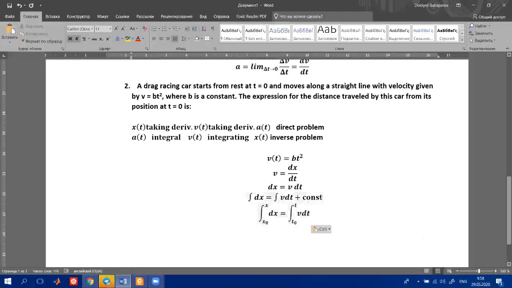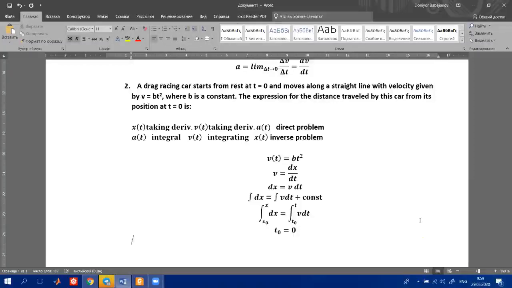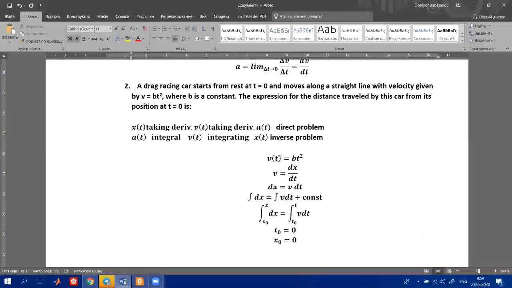Both ways are correct, but if you do the first way with a constant, then at the end you should find this constant. In the second method, you should know the initial coordinate and initial time. Usually we assume that if it's not given in the problem, initial time is zero, t zero equals zero, and if x zero is not given, you can assume that the initial coordinate is at the origin. x zero is equal to zero.